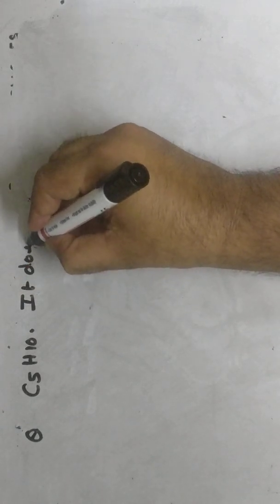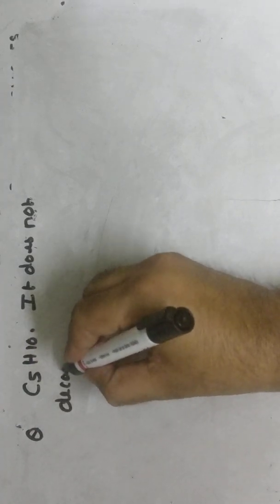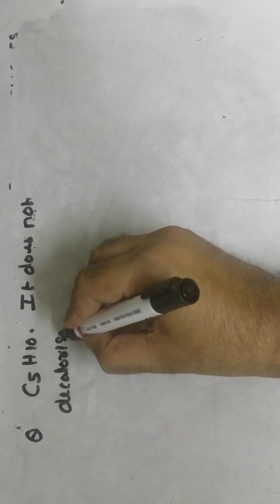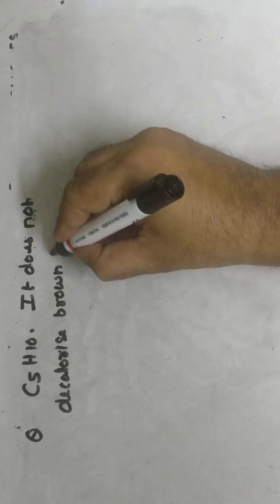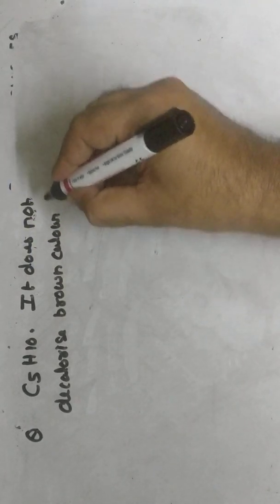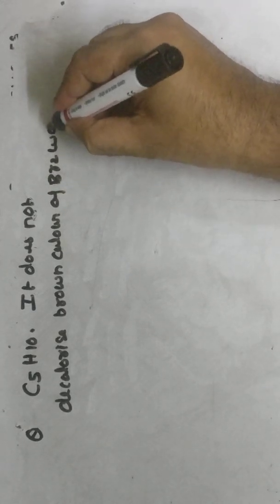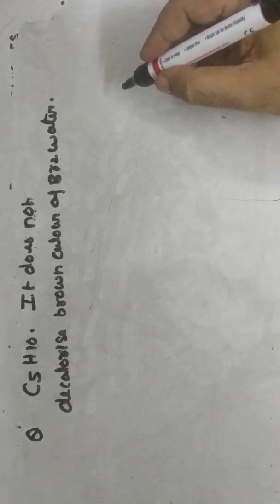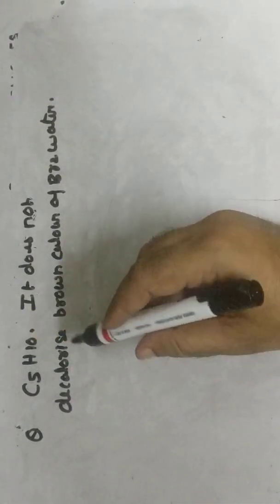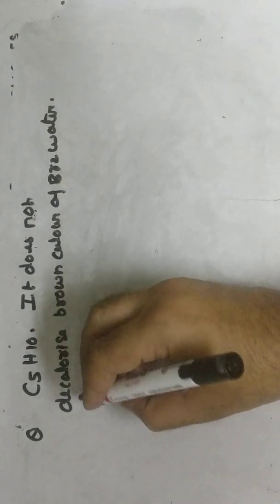The compound does not decolorize the brown color of bromine water, which you know is a test for unsaturation. Since it is not decolorizing the brown color of bromine water, it means it is not an alkene, but the formula shows it is an alkene, and the test doesn't come out to be true.